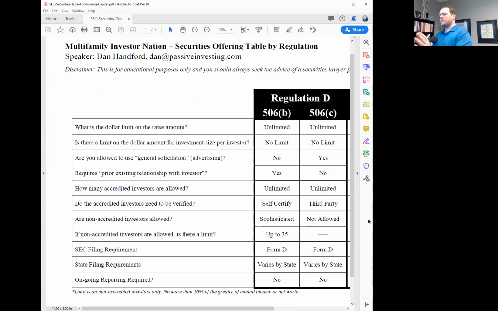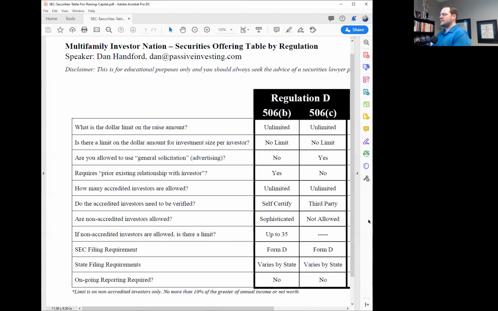But a couple things I want to mention here, Dugan, and again, if I say anything that's not correct, feel free to stop me. The dollar limit on these 506Bs and Cs is unlimited. They don't say you can only raise 5 million or 10 million or whatever the case is. With the 506B and C that we're referring to, you can raise an unlimited amount of money.